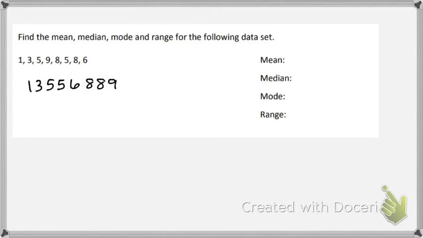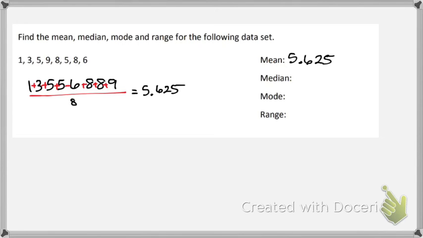For the mean, we're going to get all of those numbers and add them: 1 plus 3 plus 5 plus 5 plus 6 plus 8 plus 8 plus 9, and you have it all over the amount of numbers that we have: 1, 2, 3, 4, 5, 6, 7, 8. Our mean, our average, is going to be 5.625. And notice that in this form right here, they're already in ascending order.